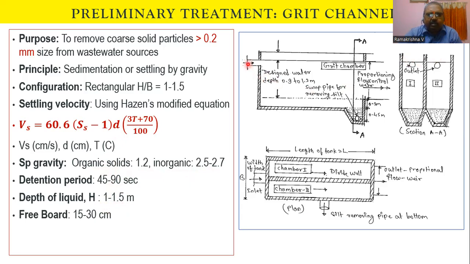Now what you are seeing is the inlet water entering here, and this is the water depth. The bottom slopes towards one end, so that all the grit particles will settle down to the bottom. You can see in the cross section that all the grit particles are collected at the bottom. The inlet and outlet are exactly opposite each other, and this is the outlet here. Usually we go for two parallel operations, say chamber 1 and chamber 2. Inlet is coming through these tanks.